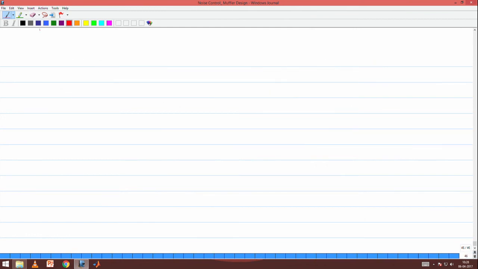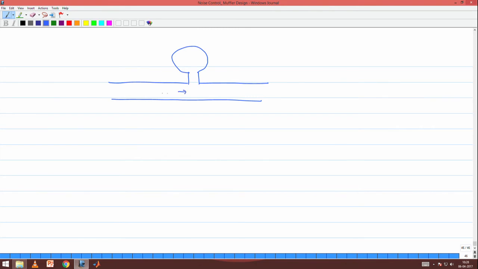So, suppose now we have an exhaust system of this form. What I have done is put a Helmholtz resonator on my exhaust pipe. So, what is going to happen here?